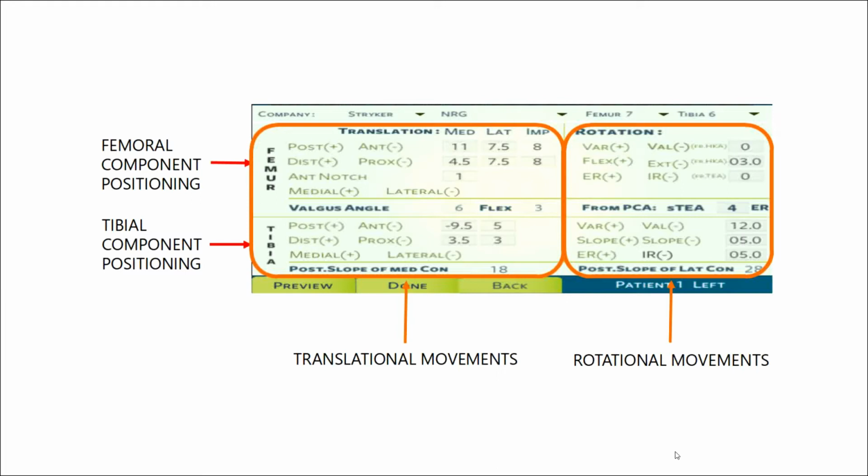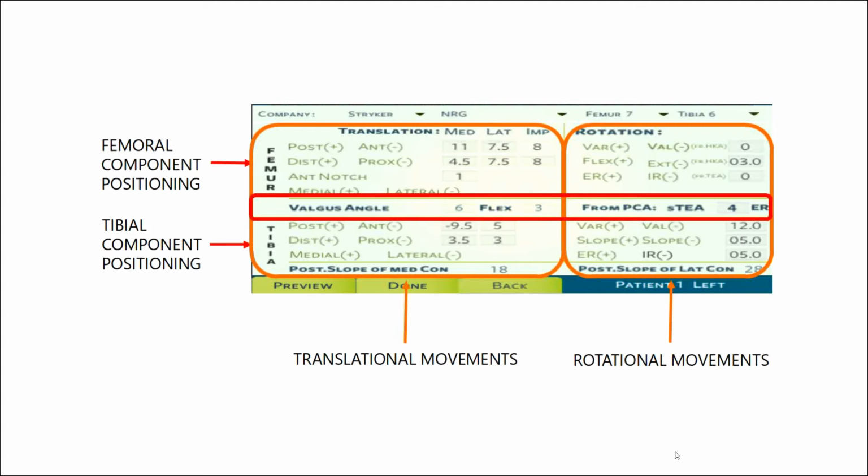For the femur, the varus, valgus and the flexion extension are calculated from the hip-knee axis, that is the mechanical axis derived from the anatomical landmarks of hip center to knee center. The external internal rotations are calculated from the surgical transepicondylar axis. It is the user's or the surgeon's discretion to pick the best rotation for an individual patient.